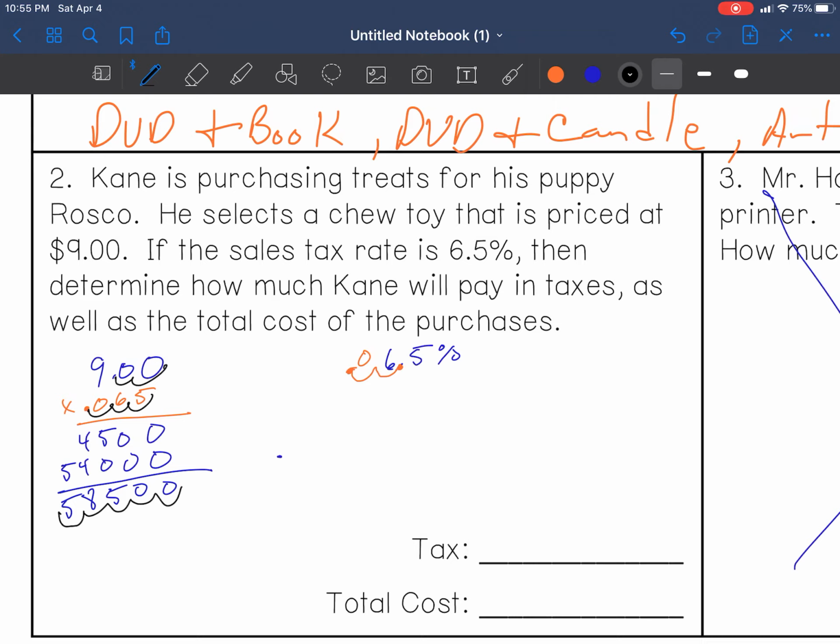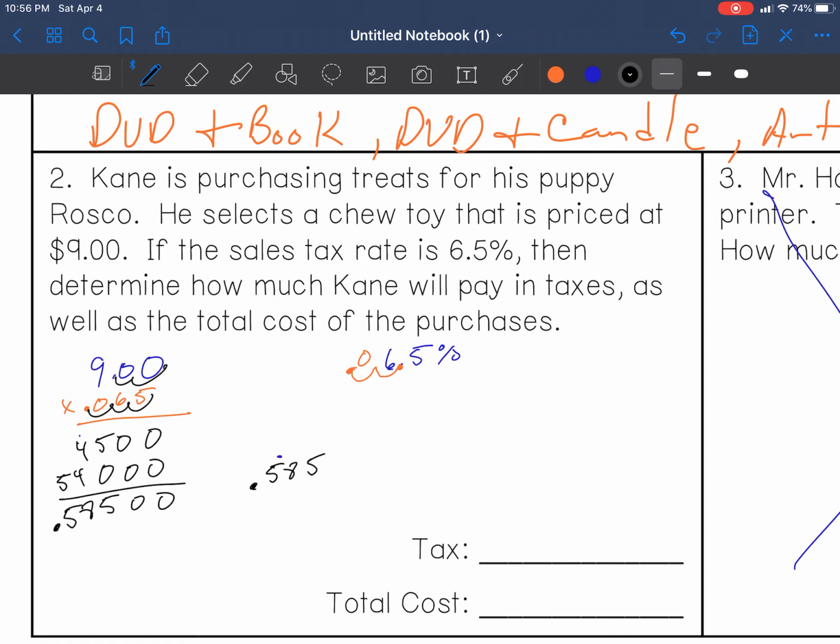Let's see. 6 times 9, 54. 8. 5 times 0. Let me check my multiplication here. 0, 0. 9 times 5, 45. 0, 0. 9 times 6, 54. Oh, my multiplication was right. So we got 0, 0, 5, 8, 5. It was correct.